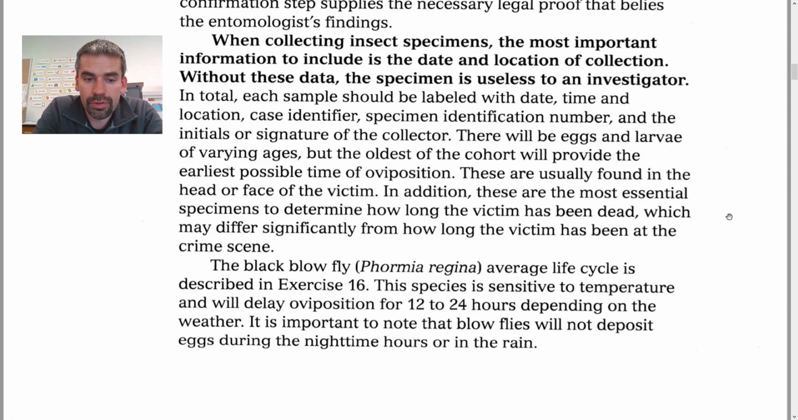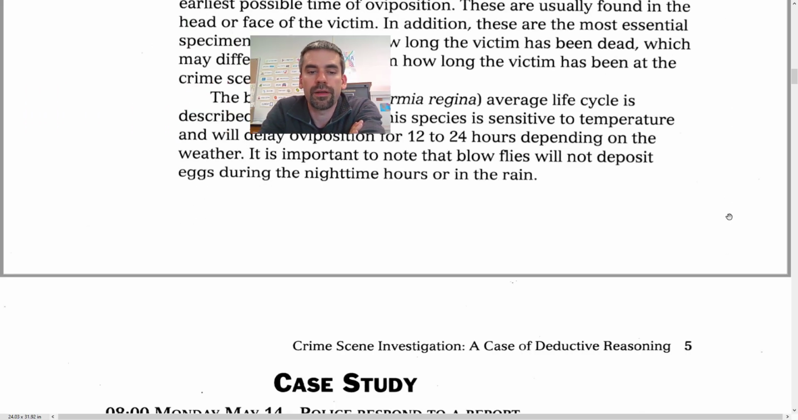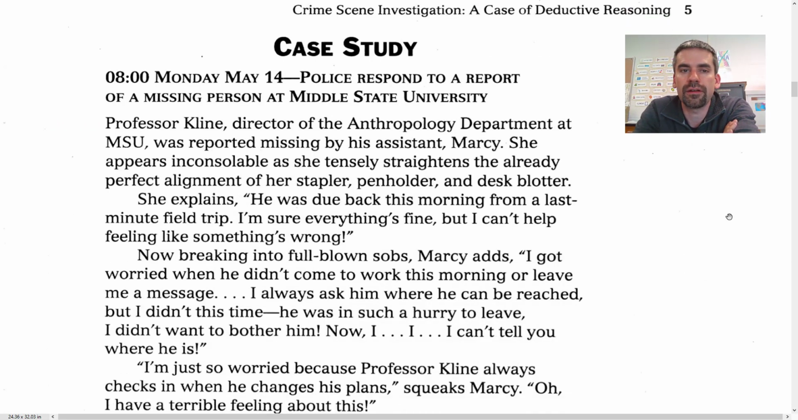The black blowfly, Phormia regina, average life cycle is described in exercise 16. This species is sensitive to temperature and will delay oviposition for 12 to 24 hours depending on the weather. It is important to note that blowflies will not deposit eggs during the nighttime hours or in the rain. All right, so here's the case study.